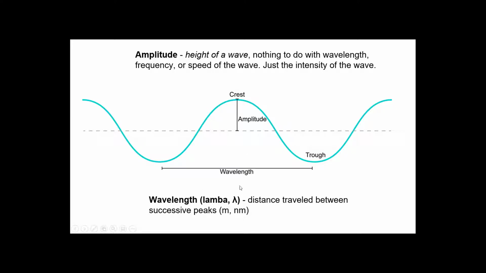Wavelength is this fancy little upside down V. It's called lambda. You definitely should know this: it's the distance traveled between two successive peaks or two successive troughs. So what it means is, we look at this crest and we would look at the next crest, or we would look at this trough, and that's considered a wavelength.